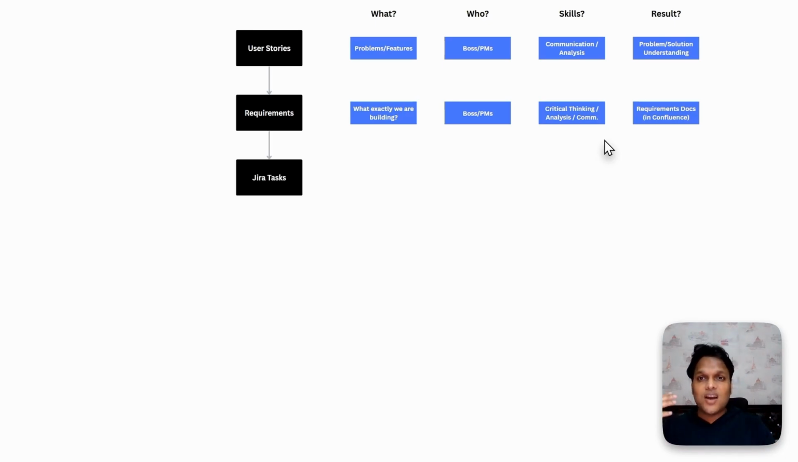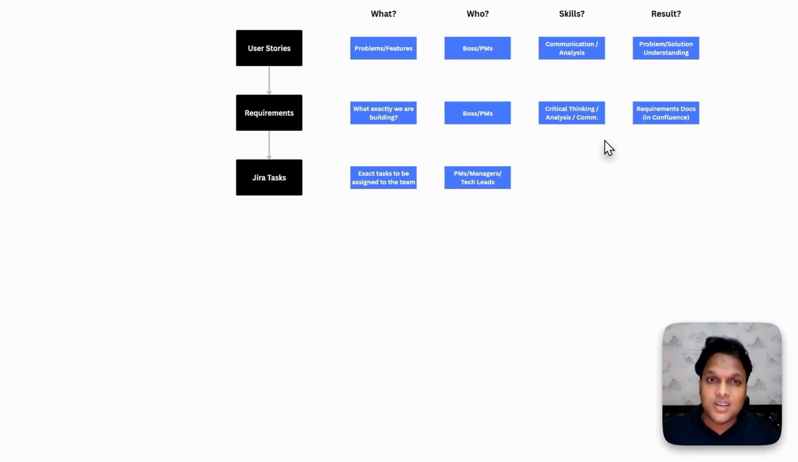Okay. Next, after requirements, we have Jira tasks. These are the exact tasks to be assigned to the different members of the team. Who is responsible for it? The product managers, and then senior tech leads of different departments come in. What they do is go to the requirements again. They read the requirement documents. They understand their current platform, what tech stack and what options they have available. Based on this, they create different tasks.